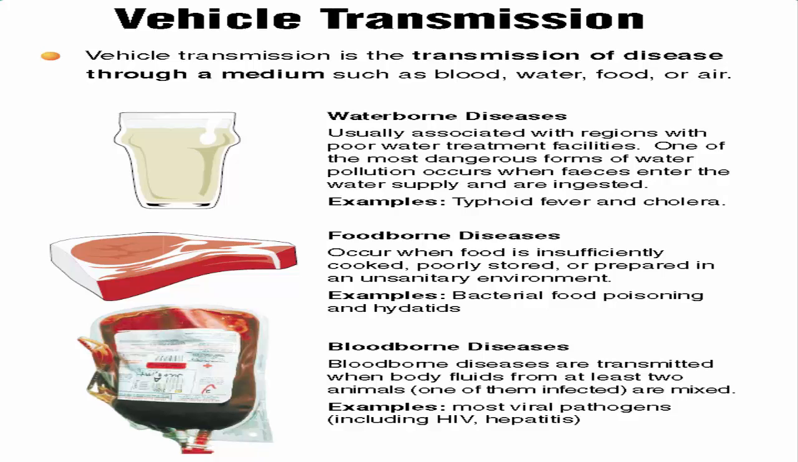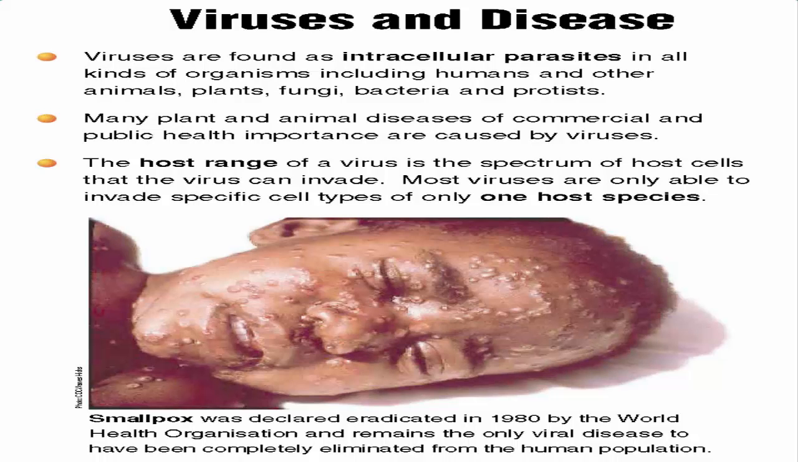Bloodborne diseases are transmitted when body fluids from at least two animals, one of them infected, are mixed, and that would include most of the viral pathogens, including HIV and the hepatitis viruses. Viruses are found as intracellular parasites, that means within a cell, of course, in all kinds of organisms, including humans and other animals, plants, fungi, bacteria, and protists.